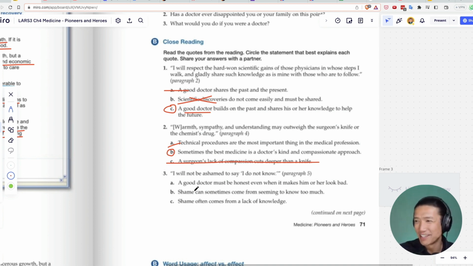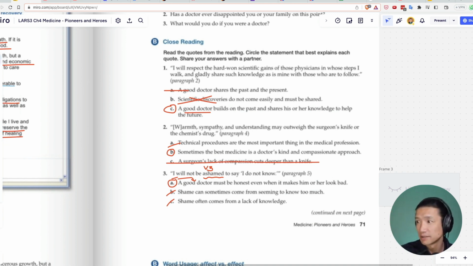"I would not be ashamed to say I do not know." Okay, I would not be ashamed. Shame. Ashamed. Okay, this now is a verb, right? In the verb 3 form, in a passive sentence. Okay, I do not know. "A good doctor must be honest even when it makes him or her look bad." Okay. "Shame can sometimes come from seeming to know too much." No. "Shame often comes from a lack of knowledge." No. Always talking about a good doctor, right? This I is going to be this good doctor. I will not be ashamed to say I do not know.